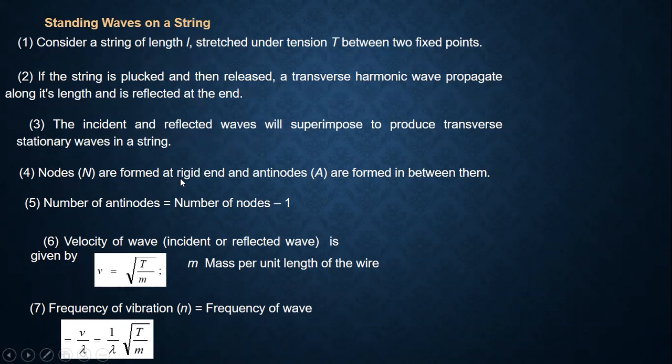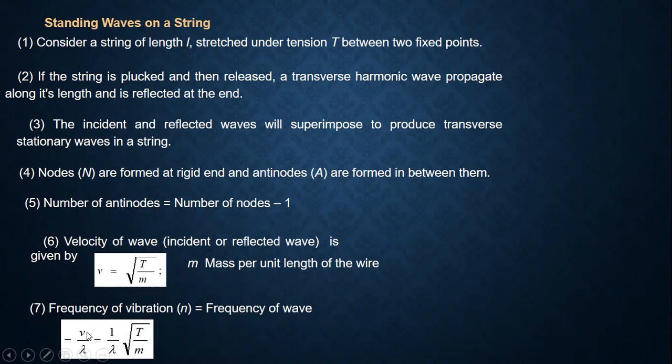Nodes are formed at rigid end and antinodes are formed in between them. The number of antinodes on string is equal to number of nodes minus 1. The velocity of transverse wave on a string is given by the formula v = √(T/m). In this formula, T is the tension and m is the mass per unit length, also called linear density. Now here, frequency of vibration, we can write frequency of wave.